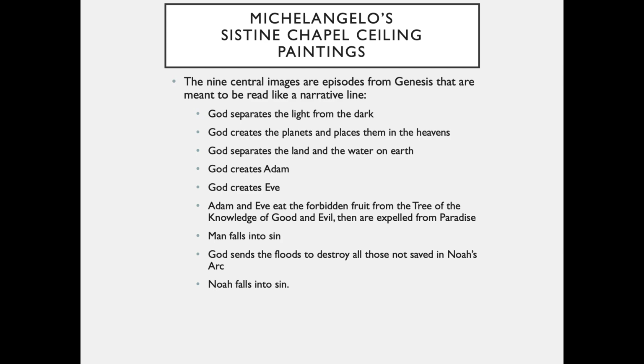God separates the light from the dark. God creates the planets and places them in the heavens. God separates the land and the water on earth. God creates Adam. God creates Eve. Adam and Eve eat the forbidden fruit from the tree of the knowledge of good and evil and then are expelled from paradise. Man falls into sin. God sends the floods to destroy all those not saved in Noah's ark, and Noah falls into sin.